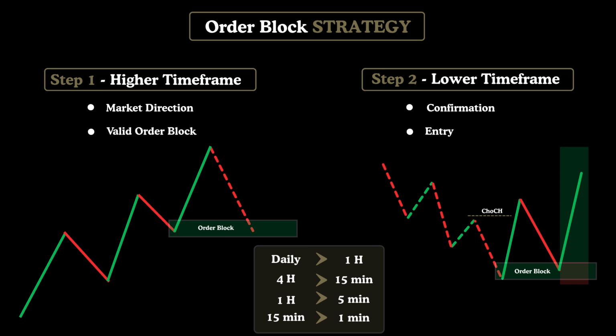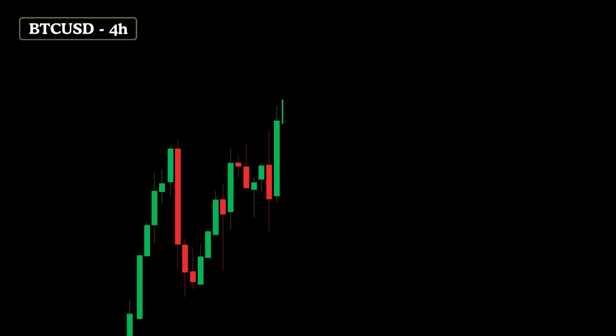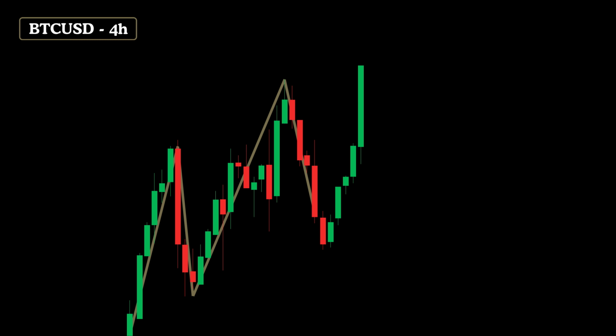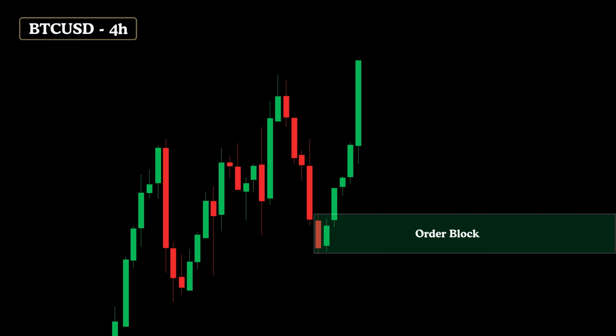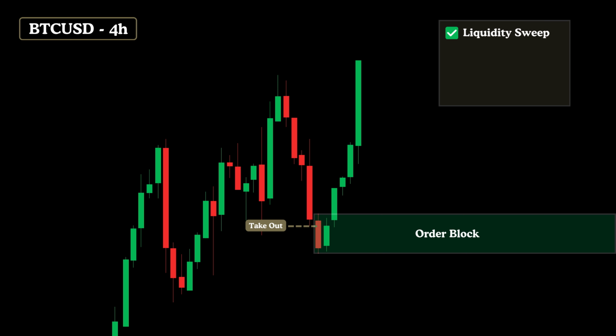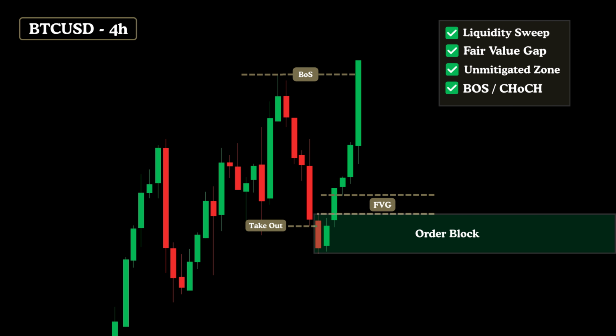You can mix combinations. Now, let's inspect the chart. This is a 4-hour chart of Bitcoin. Our higher timeframe market shows a clean uptrend, with the market making higher highs and higher lows and moving upward. Now, we examine whether this order block is valid. To do this, we apply 4 rules: liquidity sweep, fair value gap, unmitigated zone, and market structure break. All these conditions align, so this area becomes our valid order block.